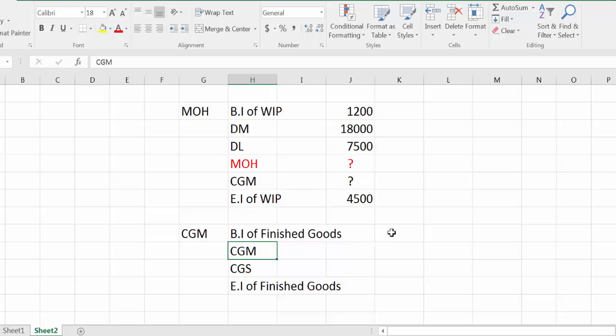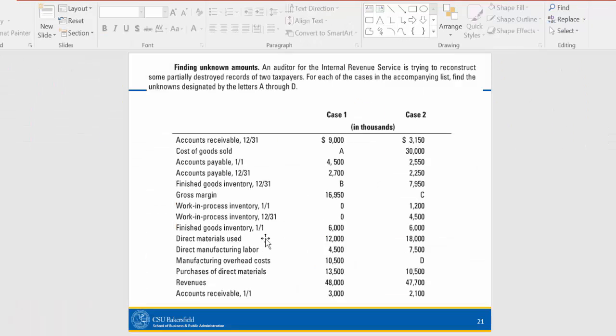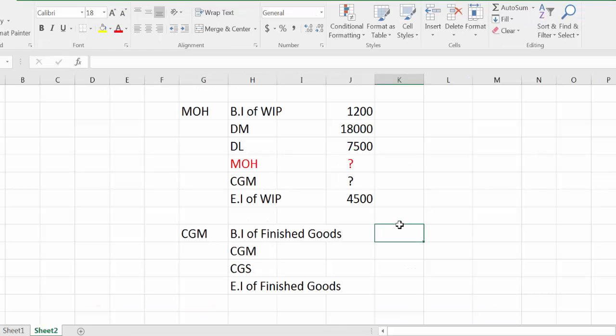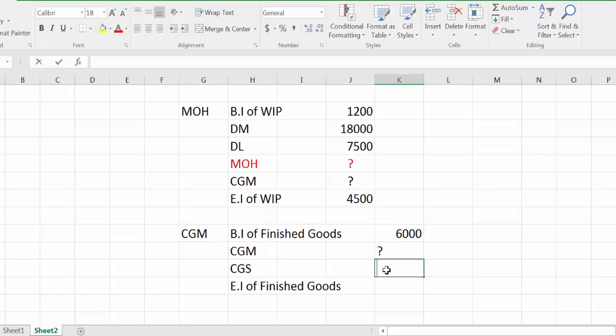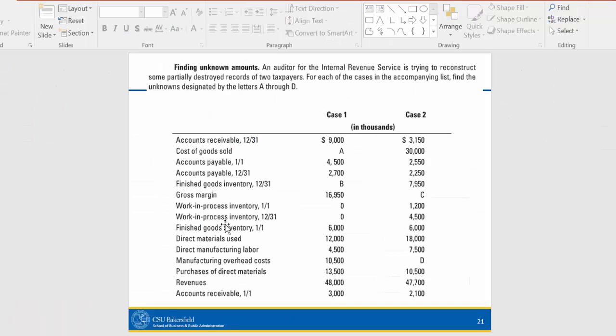So do we know the beginning inventory of finished goods? Let me go back to the slide. Yes, I do have. I have 6,000, so I put a 6,000 here. Do I know CGM? Of course I don't know. That's what I'm looking for. Do I know the CGS? If I look at the CGS, it's right here, 30,000, and let me put the 30,000 here. Do I have ending inventory of finished goods? Yes, I do. I have 7,950.